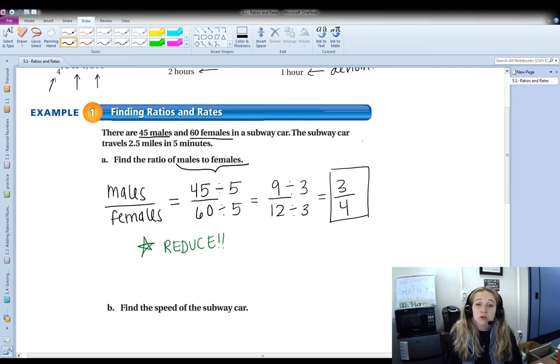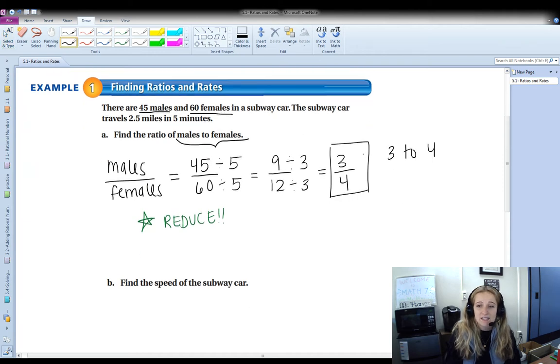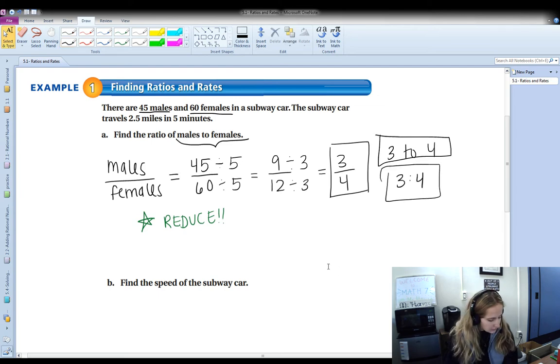Okay, so 3 over 4, this is the ratio. We also could write this as 3 to 4, or we could also write it as 3 colon 4. Those are different ways we can write a ratio, so either one of those works. All right, let's go down.